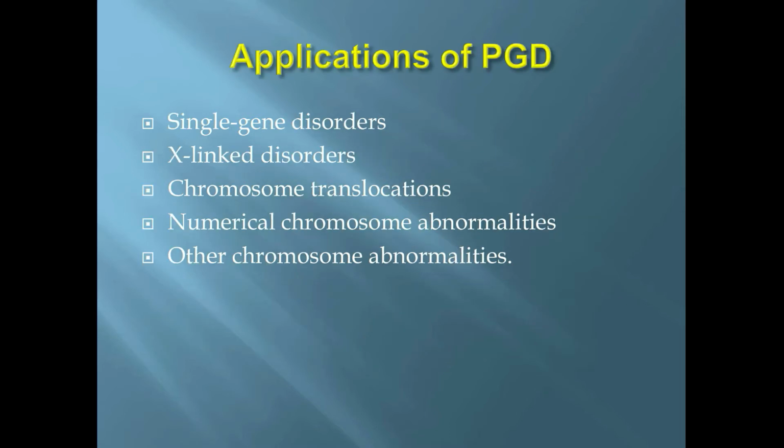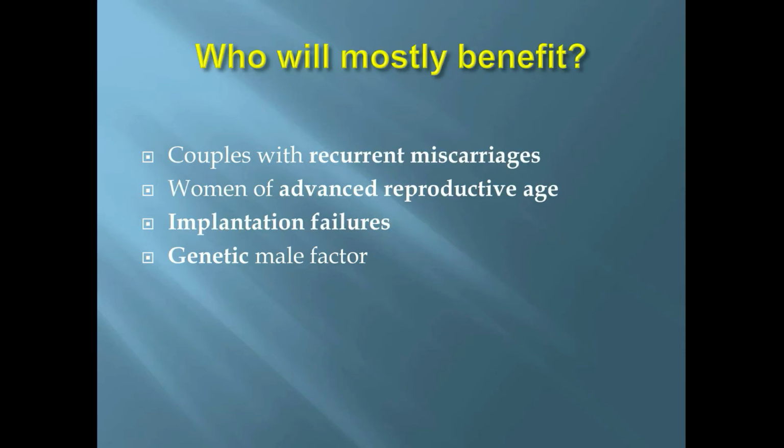So, for whom are you going to apply PGD? Those patients with single gene disorders, X-linked disorders, chromosome translocations, numerical chromosome abnormalities, and other chromosome abnormalities. And who will mostly benefit from this? Couples with recurrent miscarriages, women of advanced reproductive age, implantation failures, and genetic male factors.